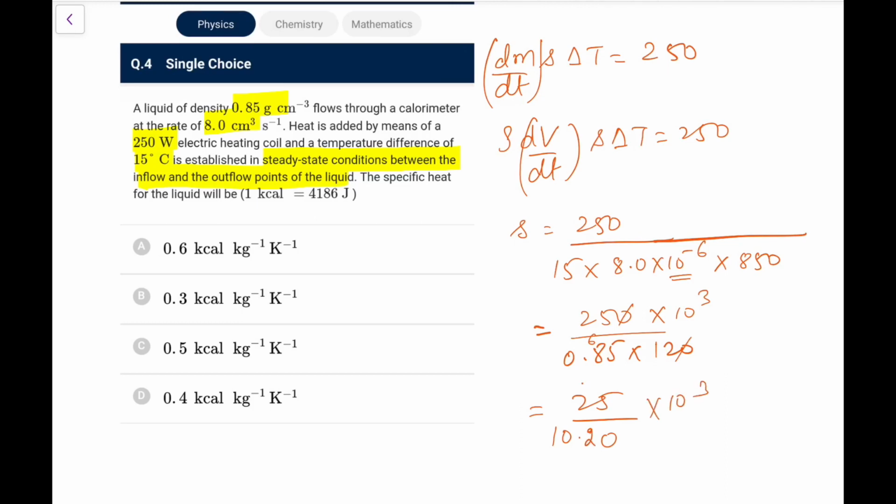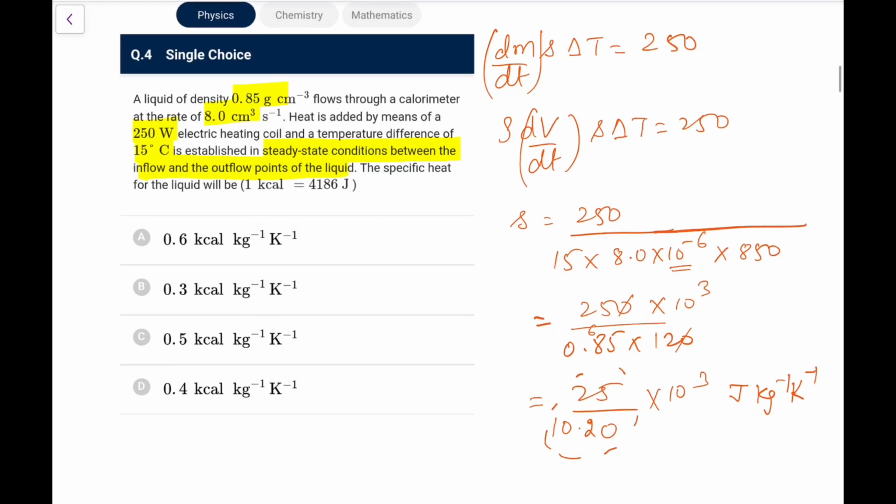So it is approximately, I can make out, 2.5 or less, into 10 to the power 3. I can write it as joule per kg per Kelvin. Now I need to convert it into kilocalories. So what I know, 1 kilocalorie is 4186. So if I divide, I should write 2500 upon 4186, it would be close to 0.6, I can make out. So go for option A.